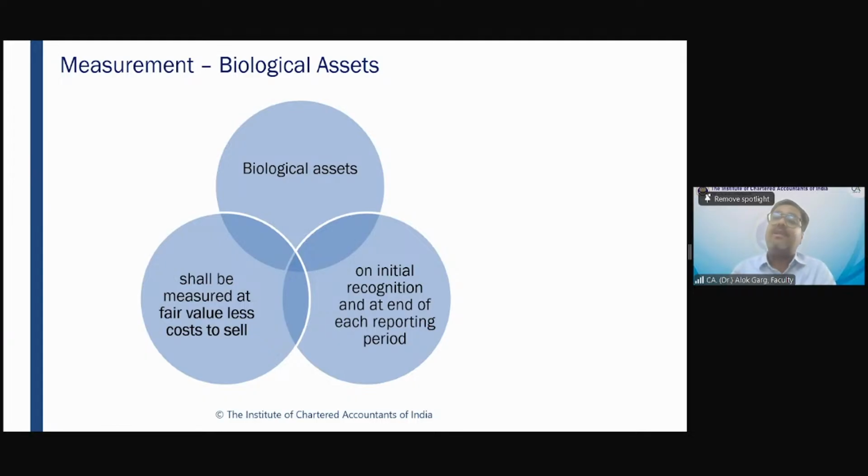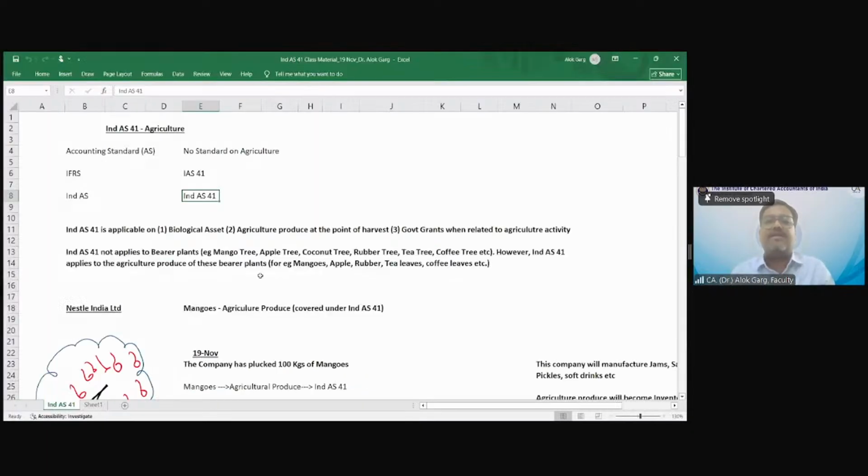What is the initial measurement of agriculture produce at the point of harvest? It is also measured at fair value less cost to sell. What is the subsequent measurement of agriculture produce after harvest? It will become part of inventory, right? So let me show you my Excel file and let me explain this quickly, okay?